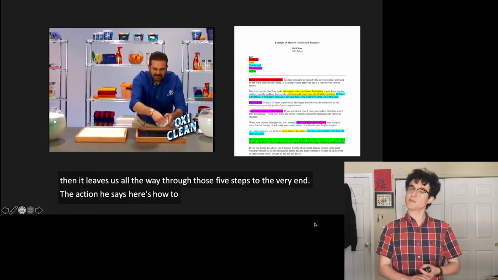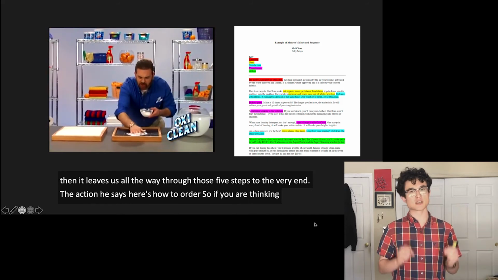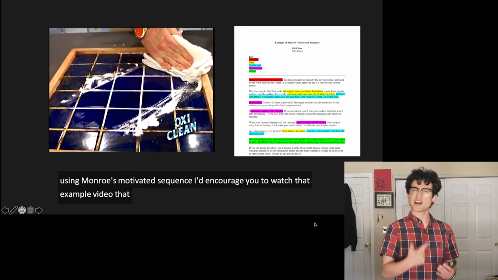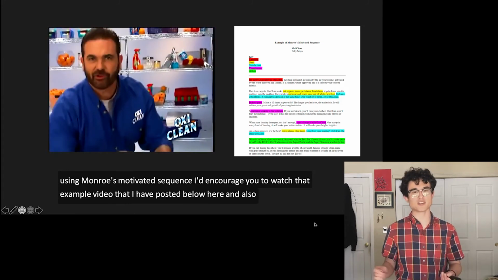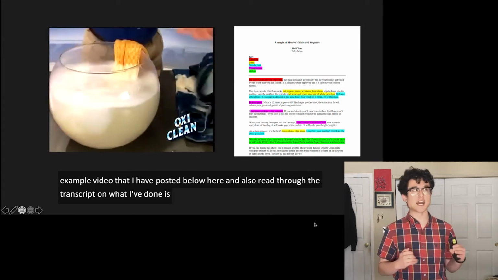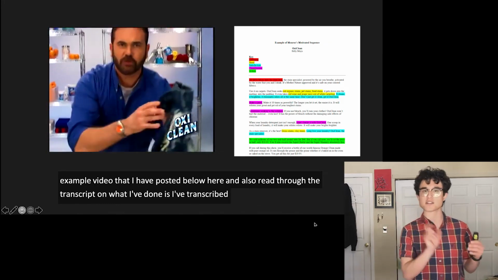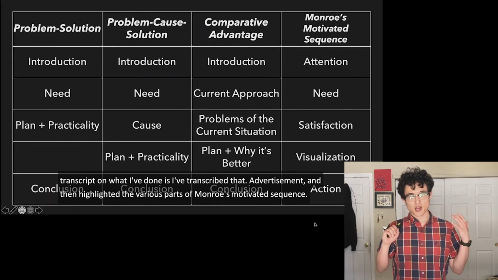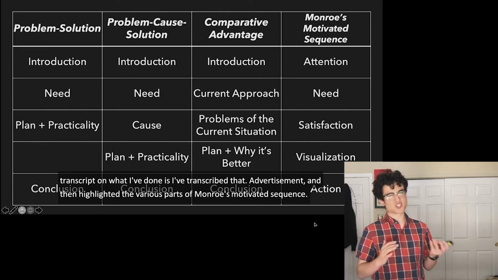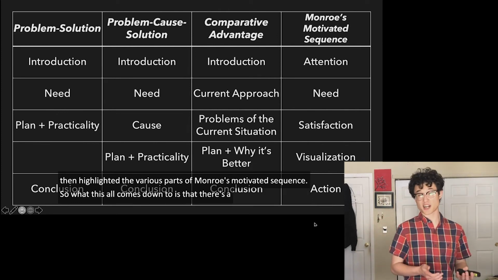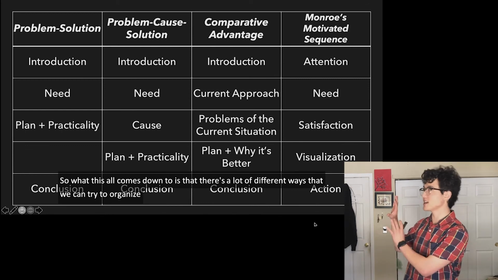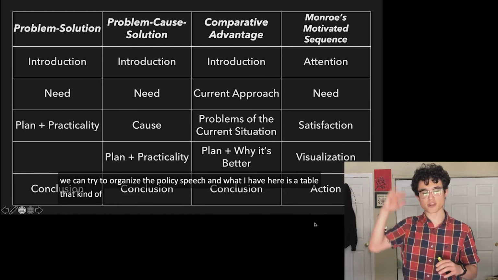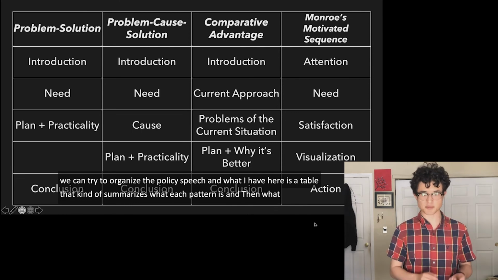So if you are thinking about using Monroe's motivated sequence, I'd encourage you to watch that example video that I have posted below here, and also read through the transcript. What I've done is I've transcribed that advertisement and then highlighted the various parts of Monroe's motivated sequence in it. So what this all comes down to is that there's a lot of different ways that we can try to organize a policy speech. What I have here is a table that summarizes what each pattern is and then what those main points are going to look like in your speech itself.